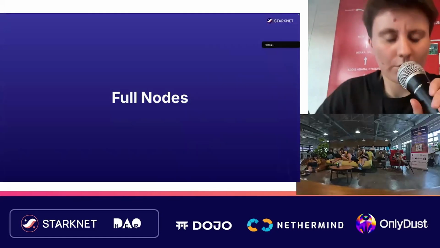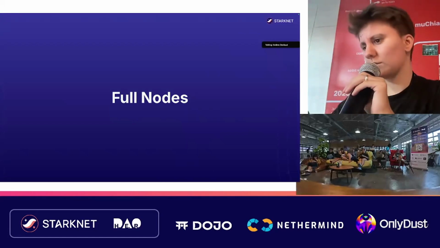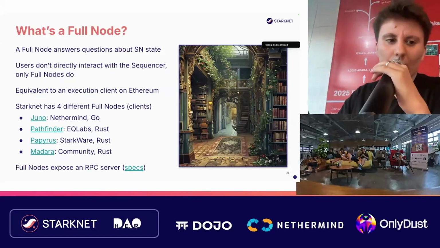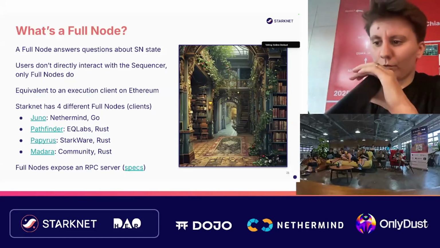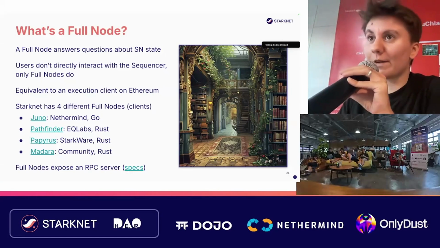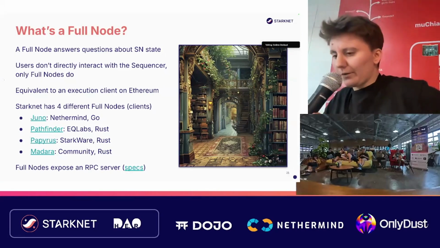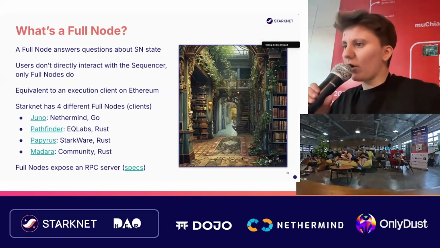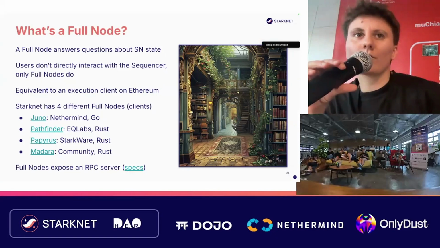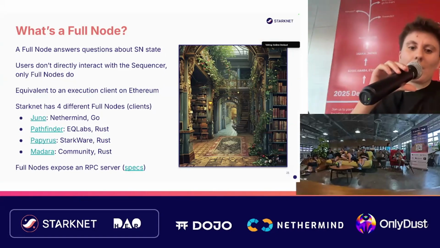So right now, full node. Okay. The role of the full node is that you can query all of the data that's on the Starknet blockchain. The full node will answer all questions about the Starknet network state. And the user doesn't directly interact with the sequencer.